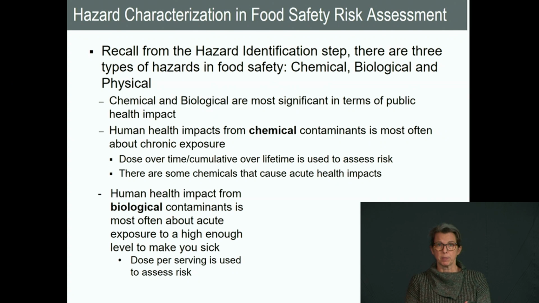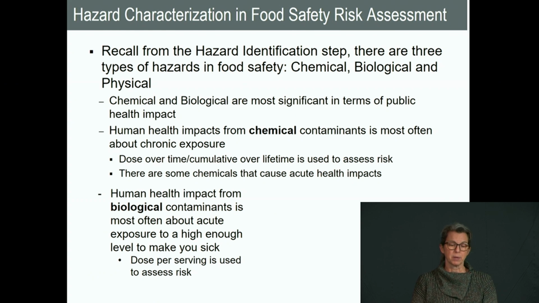So recall that in the first step of risk assessment, the hazard identification step, there are three different types of hazards. There's chemical, biological, and physical. We don't talk a lot about physical in this course. Chemical and biological are really the most significant in terms of public health impact. And then we're really going to only focus on microbial from here on out.